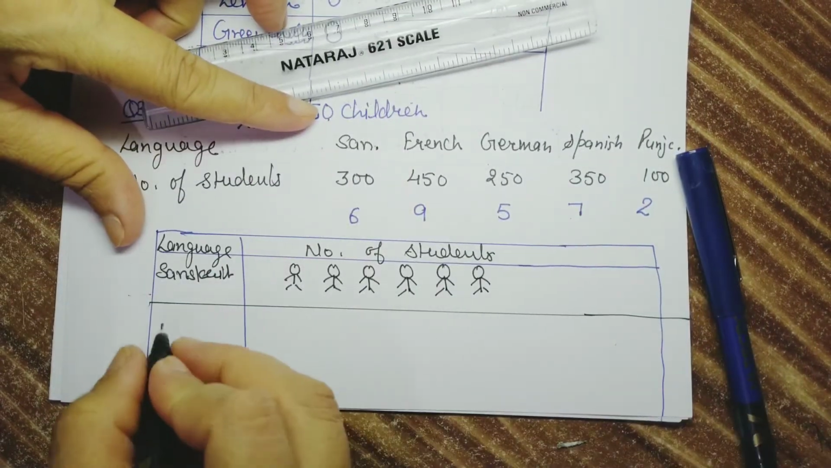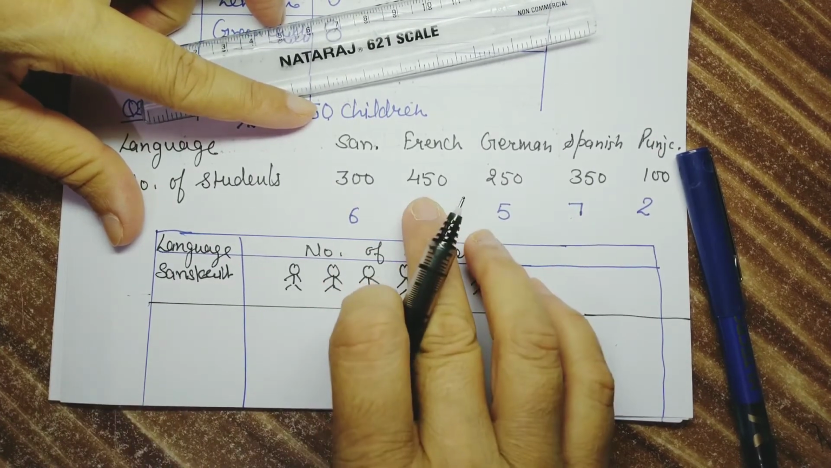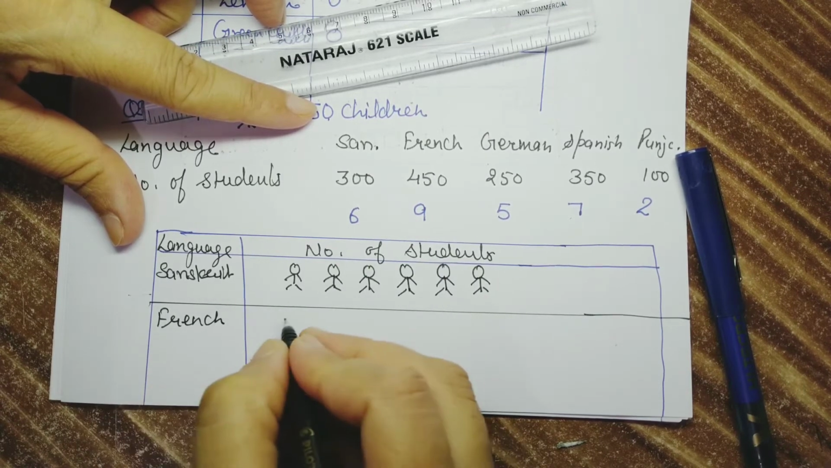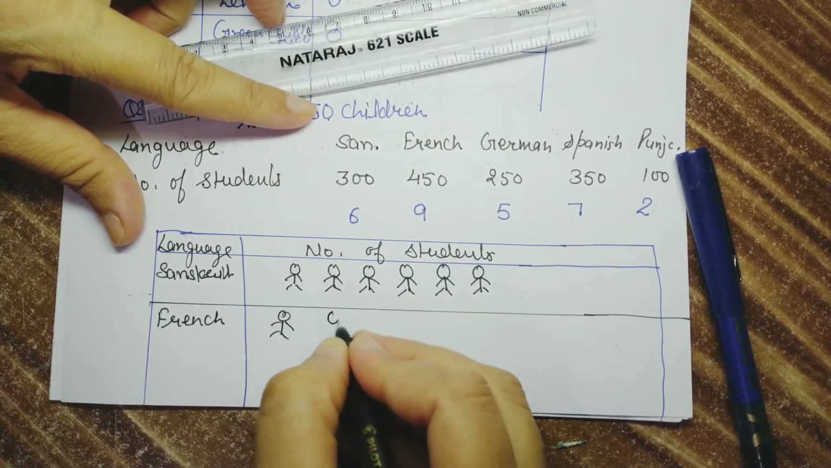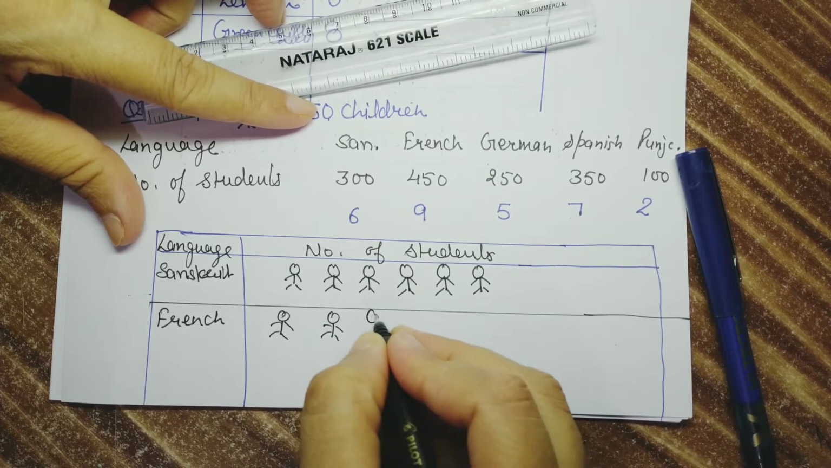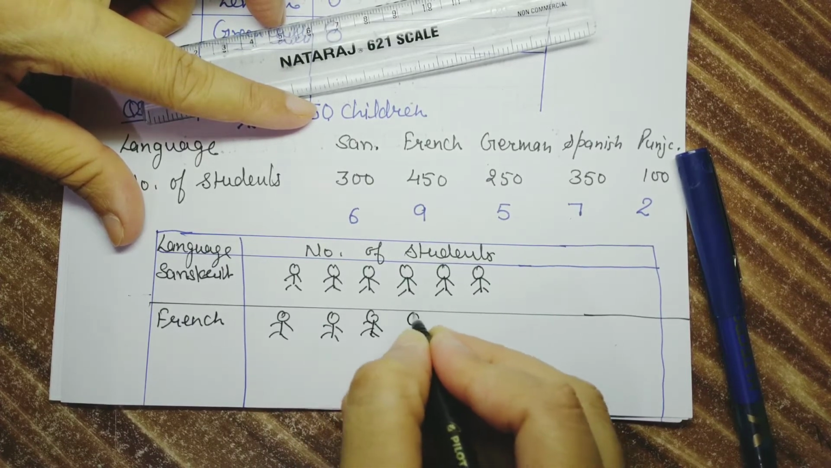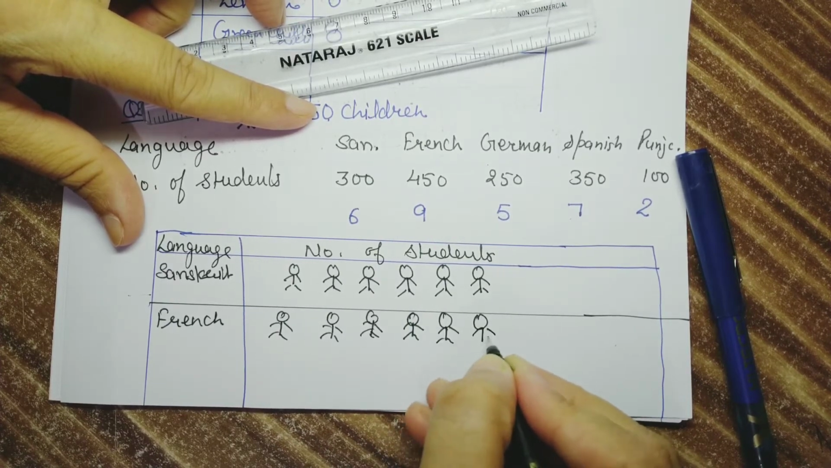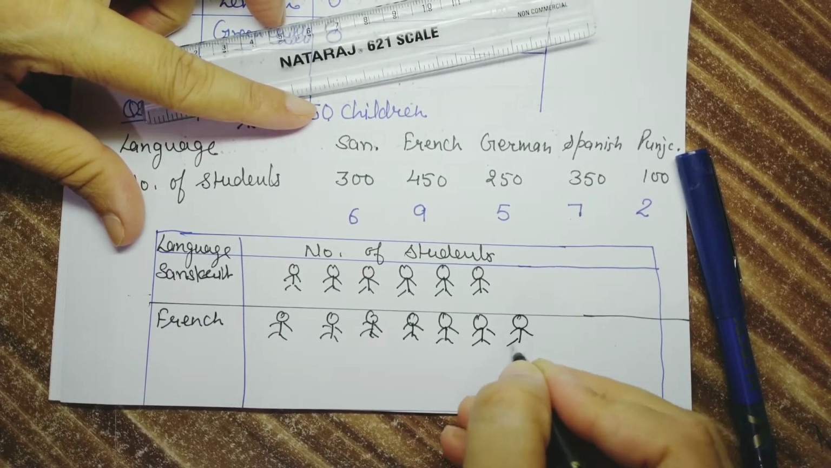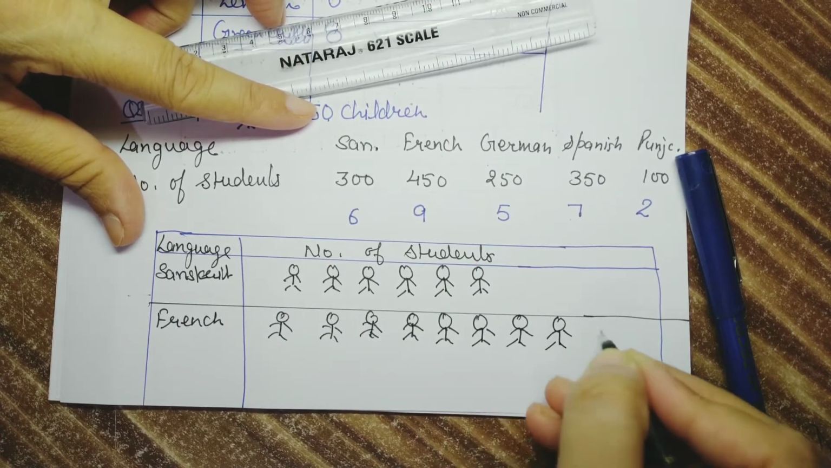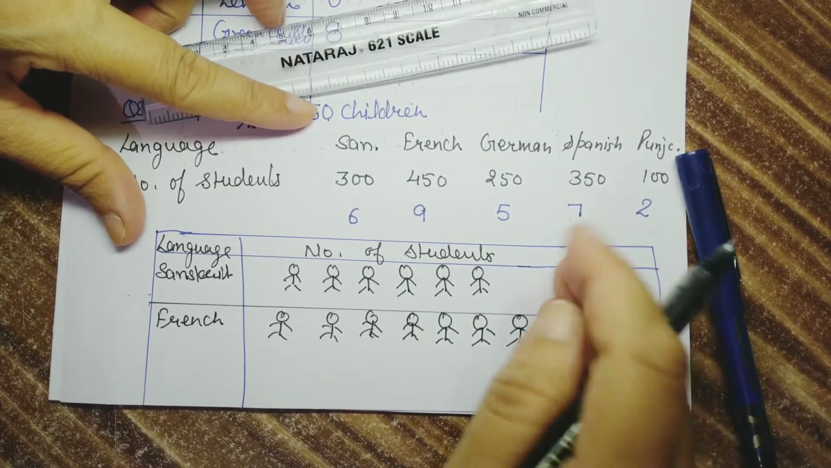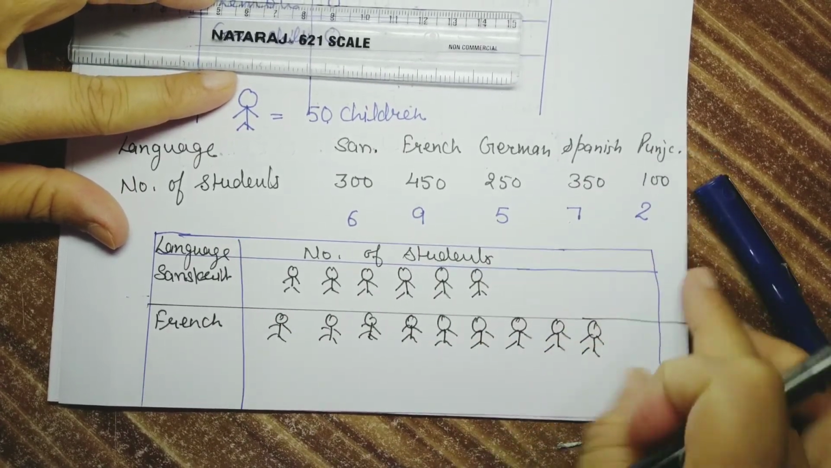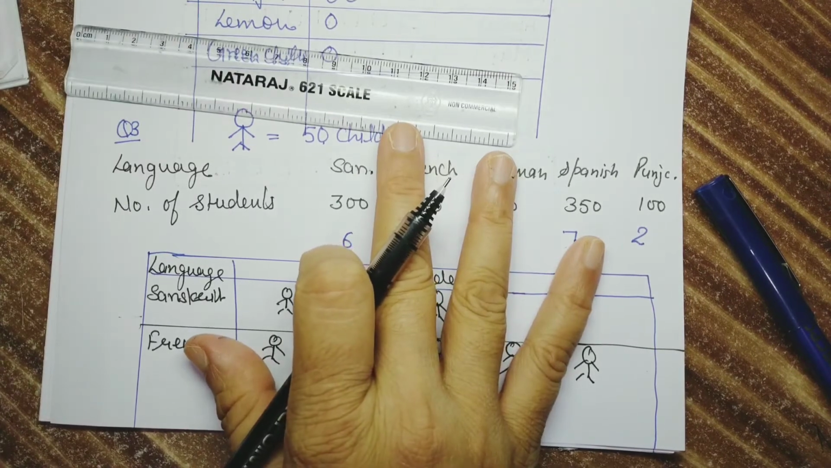French is spoken by 9, that is 450, taken by 450. So here we will write French. 9 pictures we have to draw. 1, 2, 3, 4, 5, 6, 7, 8 and 9. So like this you have to complete this pictograph, after that 5, 7 and 2. The rest of this part you have to complete by yourself.